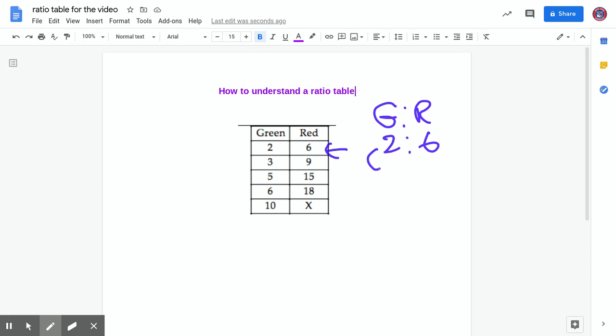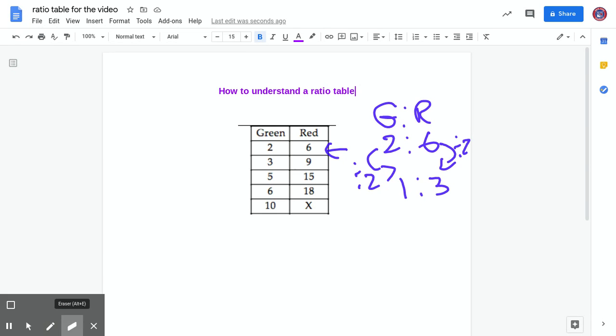Now, if I wanted to find the value of the ratio, well, I scale that down. I divide these both by 2, and I get 1 to 3. So the value of the ratio is 1 to 3 if we need that. Don't know if we necessarily need that, but that's another step in there.